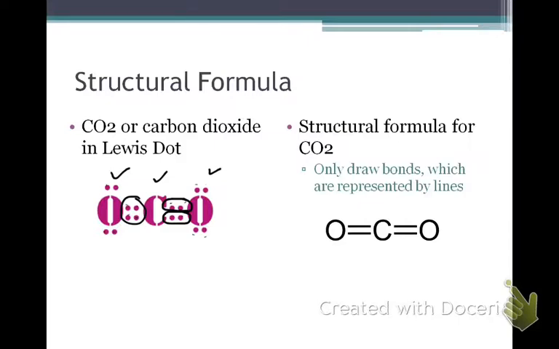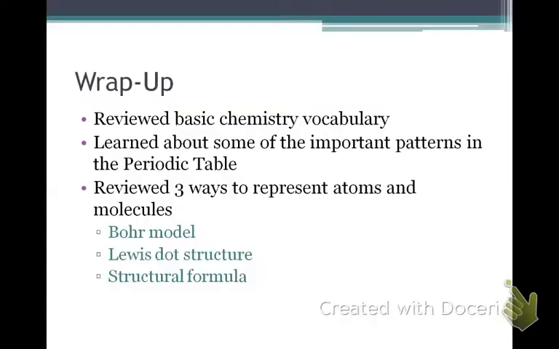But instead of drawing all these dots, you can get even simpler by doing a structural formula. So all you do for a structural formula is where there is a sharing of electrons, you draw a line. So instead of drawing these 2 shared and the 2 shared here, it's just 2 lines. And you don't have to draw any of the electrons with a structural formula.